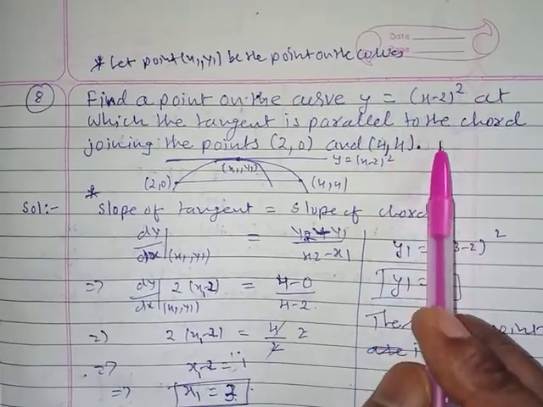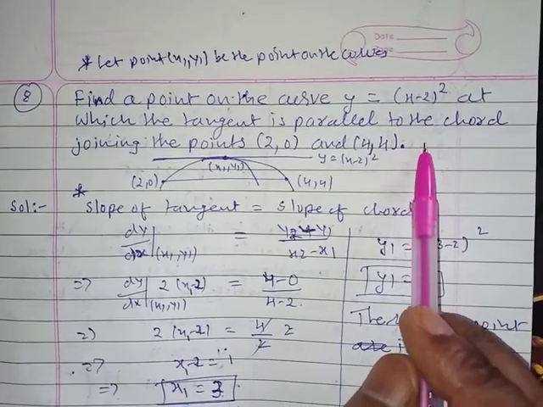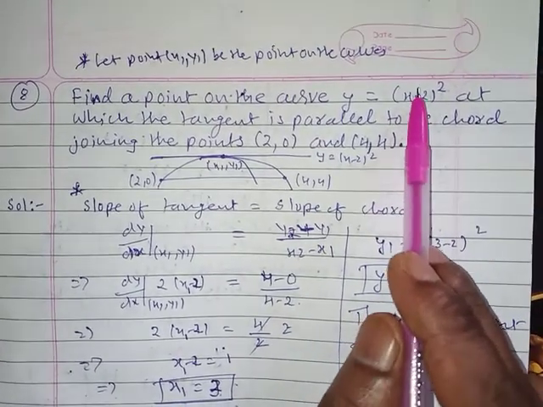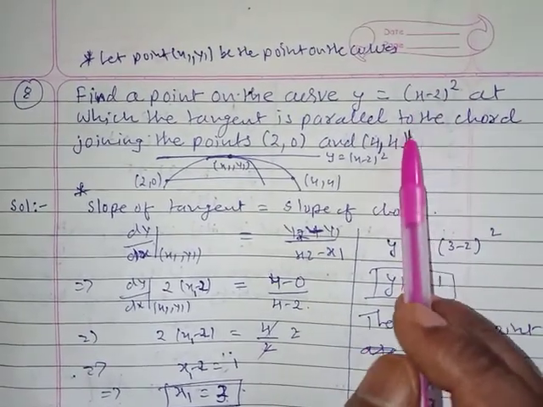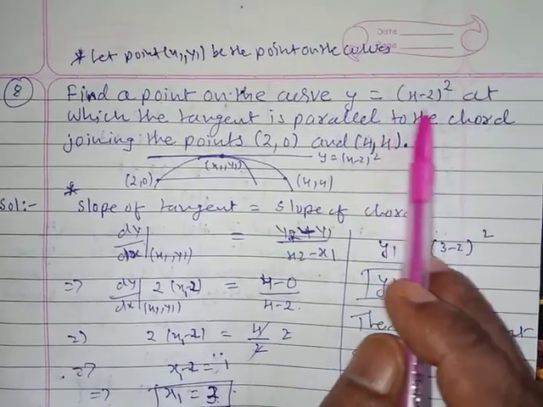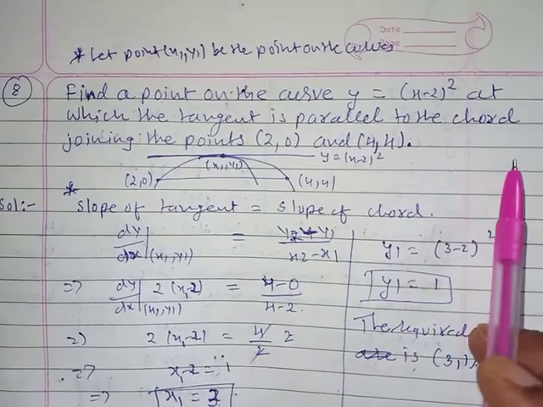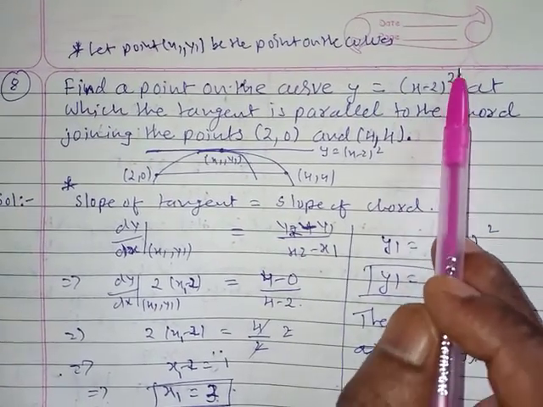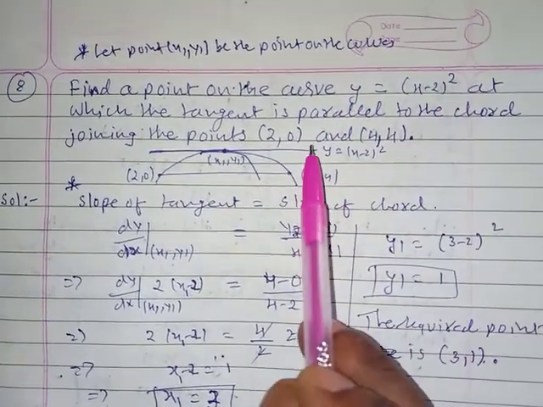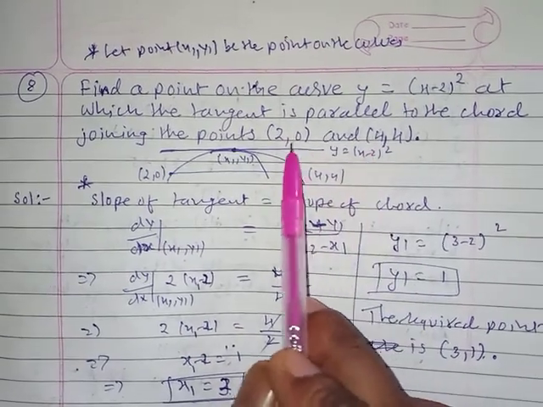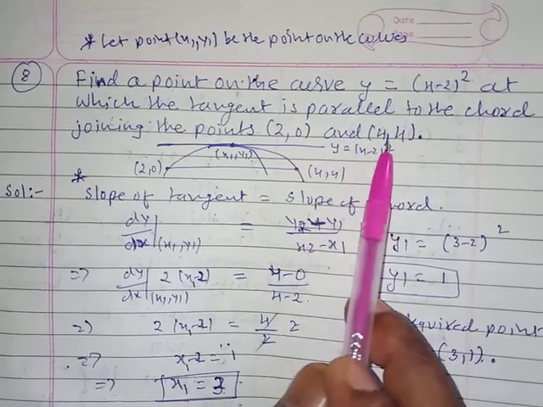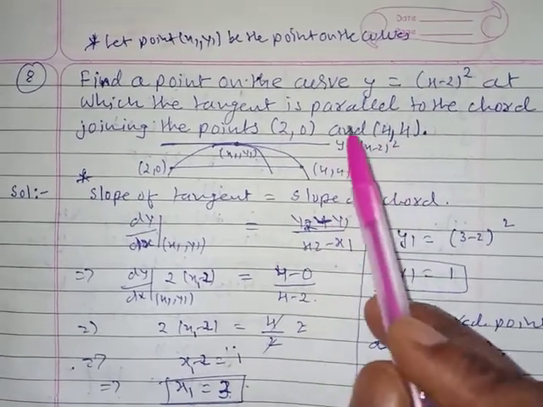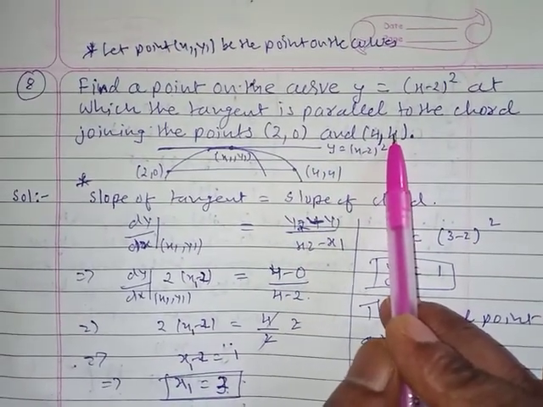Whenever any two lines are parallel, the slopes of both are equal. If the lines are parallel, then slope of both the lines are equal. So we can find one slope from here, another slope we can find from this. Is it clear? Okay. Given 2 points, we can find the slope.